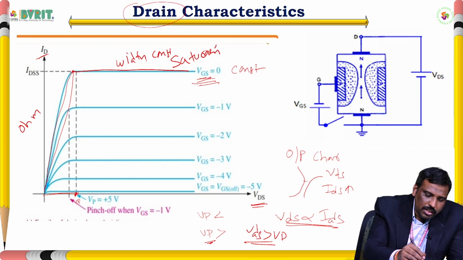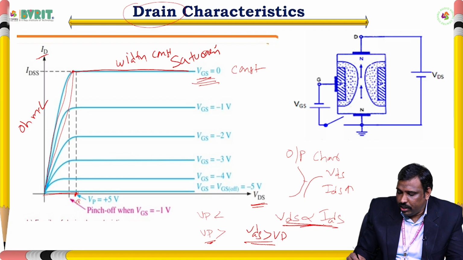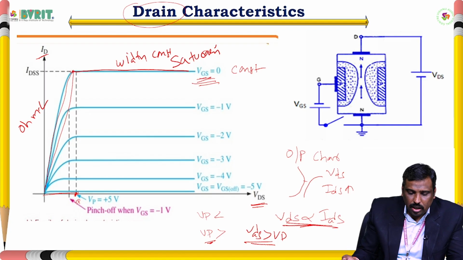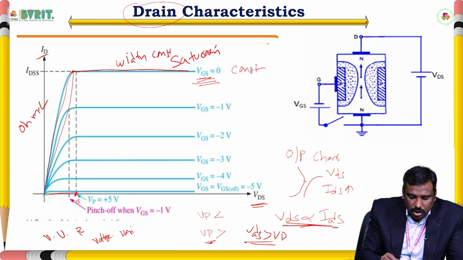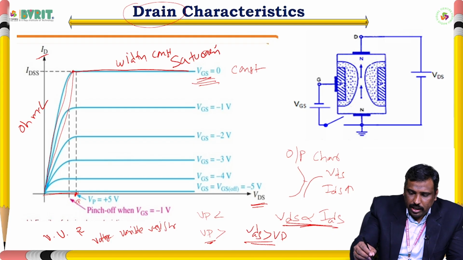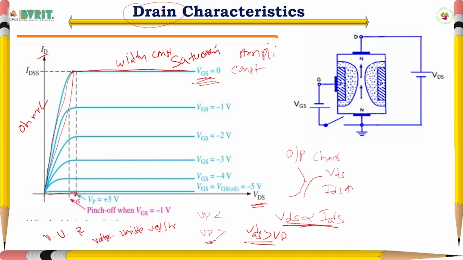Why is it called the ohmic region? Because V is directly proportional to I. This is our Ohm's law. That's why it is the ohmic region. In this ohmic region, the JFET is acting as a voltage variable resistor, VVR. In the saturation region, the JFET is used as an amplifier.